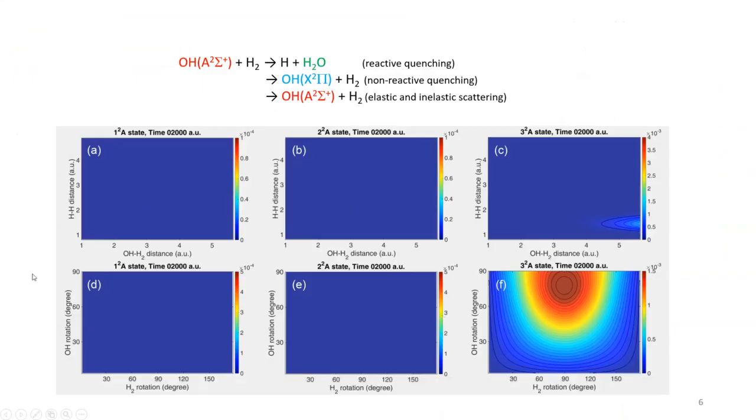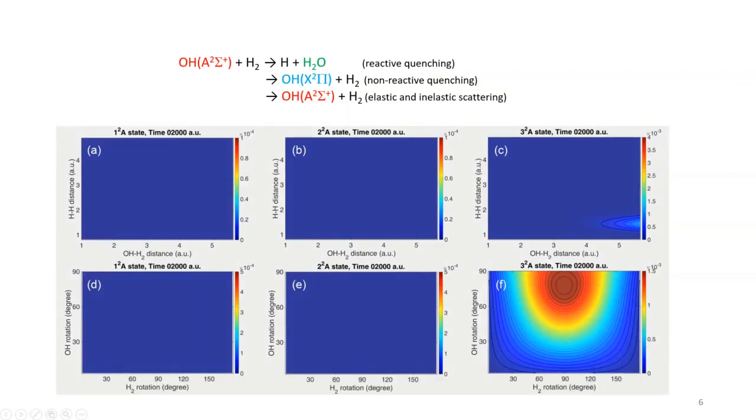Here's a movie for the overall collision event. The 3 lower panels are similar to the one we have discussed, and the 3 upper panels are the wave function along the distance between OH and H2 and the HH bond length of H2. Large HH bond length indicates the breaking of the H2 bond, and thus leads to the H plus water reactive channel. Here the time starts at 2000 atomic units.